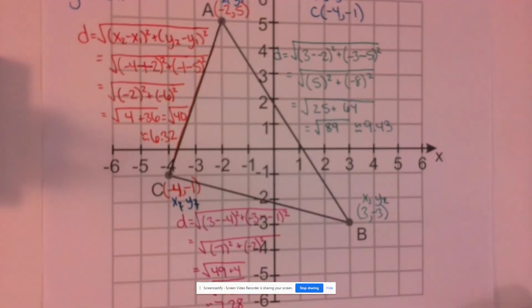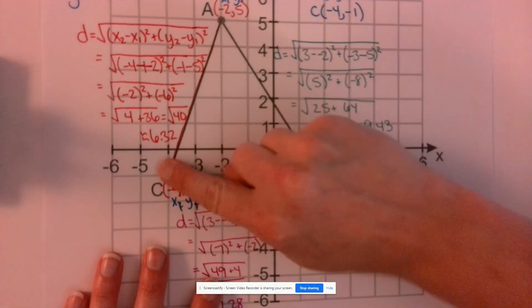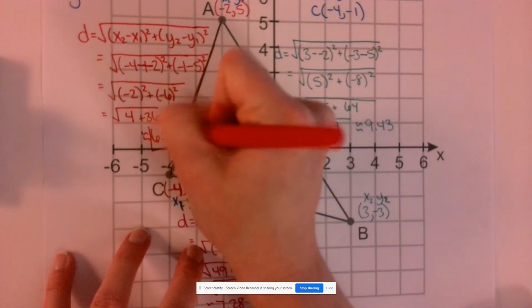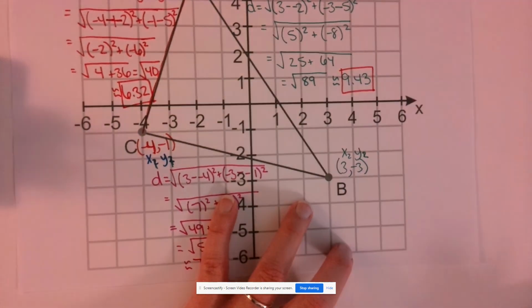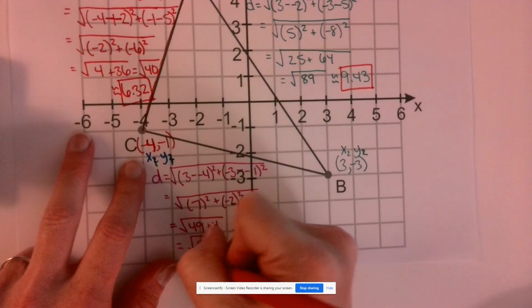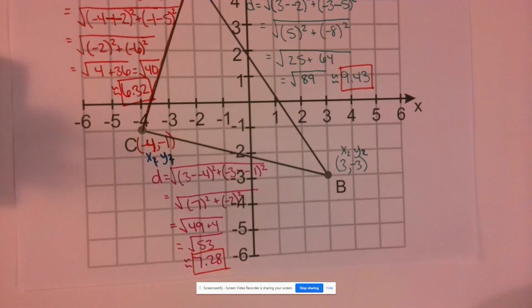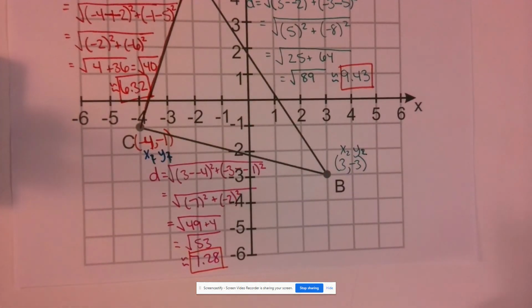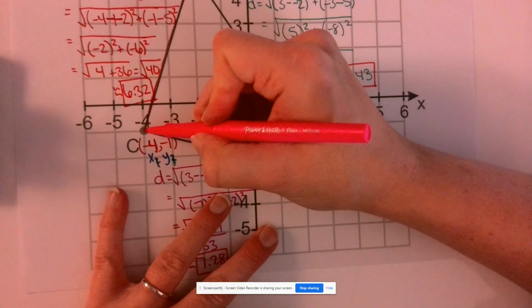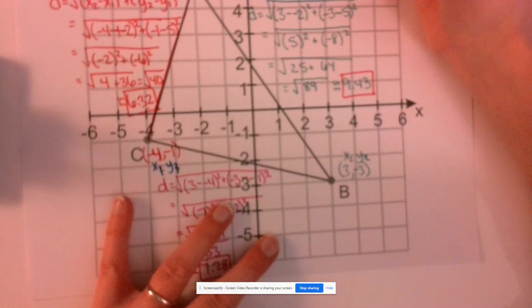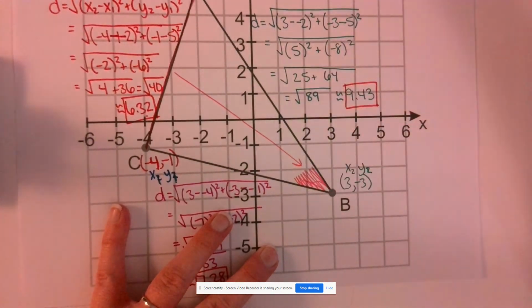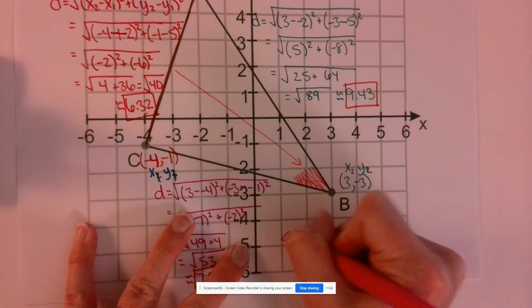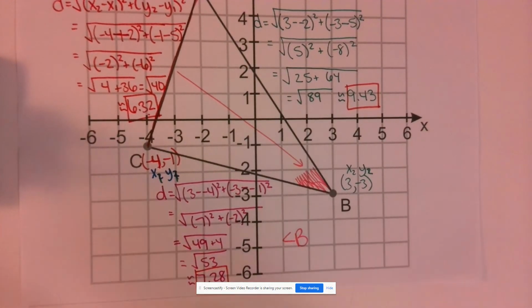So now we have all the lengths of these sides. Side AC has a length of 6.32. Side AB has a length of 9.43. And side CB has a length of 7.28. So to list the order of the angles from least to greatest, I can use these side lengths. The shortest side is side AC. So the smallest angle is the angle opposite. That is angle B here. So angle B is the smallest angle.